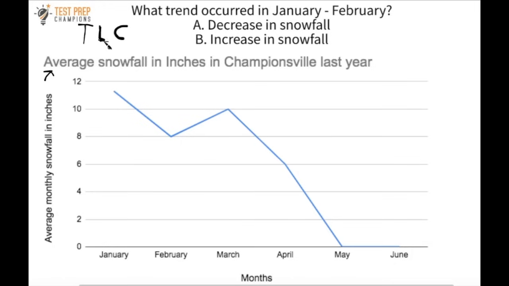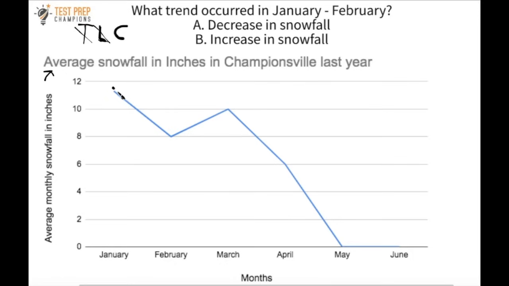And now we want to look at the labels, the L, right? So we got the T out of the way. Let's look at the L. So it says here, average monthly snowfall in inches. And we see this is going up from 0 through 12. Now the other label down here is months. And we see we've got months January through June. So we've looked at the T, we've looked at the L. And just glancing at the title and the labels shouldn't take that much time, hopefully.